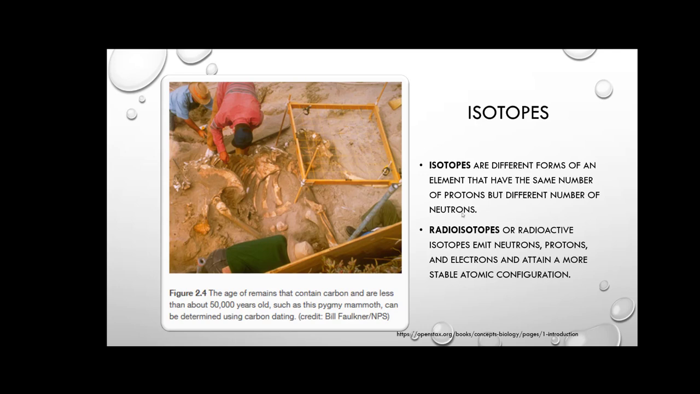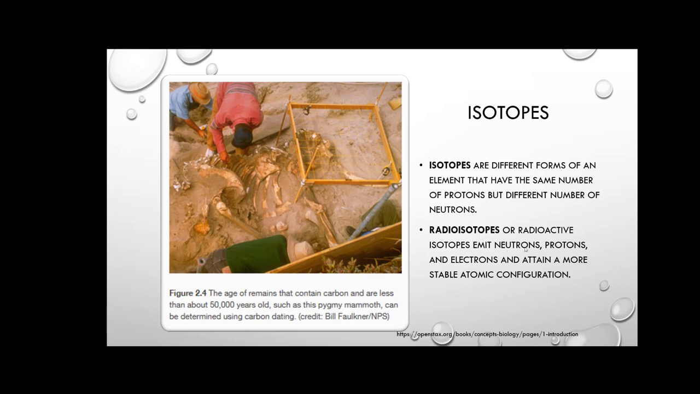And so, because we know that carbon-14 is like a little radioisotope, and radioactive isotopes do emit neutrons and protons and electrons, they emit that in order to attain a more stable atomic configuration. So they will perhaps go from carbon-14, which has 2 extra neutrons, to carbon-12. So they will emit those 2 extra neutrons to go to a more stable state.